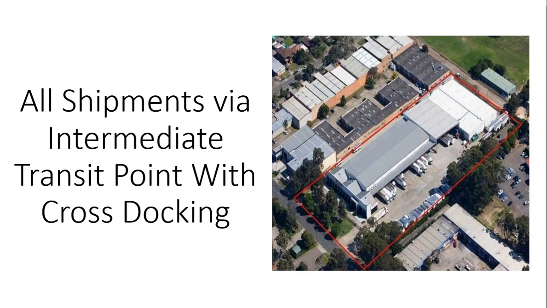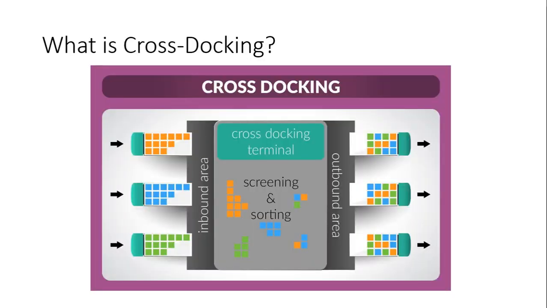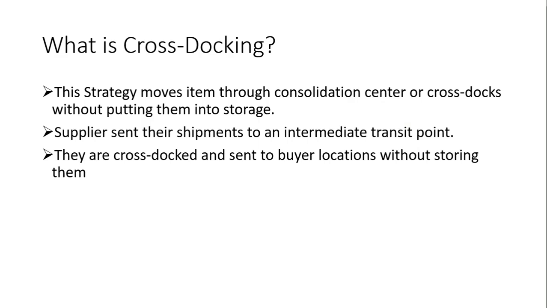The next is all shipments via intermediate transit point with cross-docking. Now, what is cross-docking? Cross-docking is a logistics procedure where products from a supplier or manufacturing plant are distributed directly to a customer or retail chain with marginal to no handling or storage time. Cross-docking takes place in a distribution docking terminal, usually consisting of trucks and dock doors on two sides, inbound and outbound, with minimal storage space. When a distribution center cross-docks product, every inbound truck has products from a supplier for several buyer locations, whereas every outbound truck has products for a buyer from several suppliers.